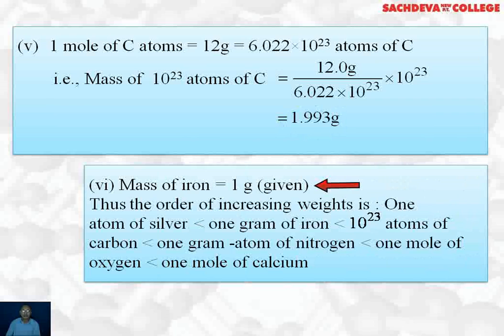Now, the mass of iron is 1 gram, which is given. Thus, the order of increasing weight is: 1 gram atom of silver is lowest, then comes 1 gram of iron, then 10^23 atoms of carbon, then 1 gram atom of nitrogen, then 1 mole of oxygen, and 1 mole of calcium has the highest mass.